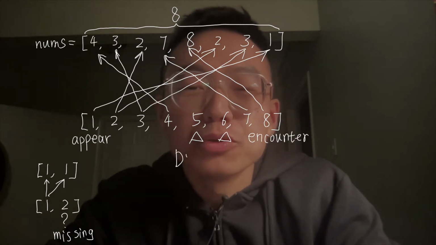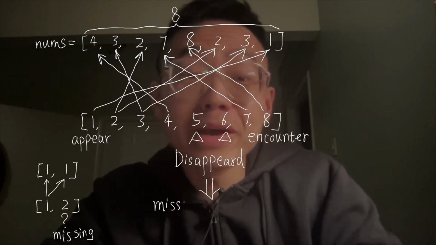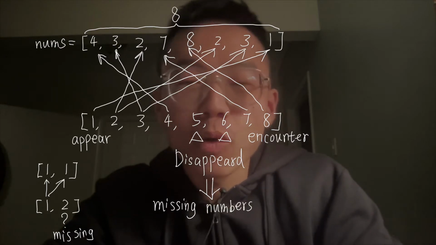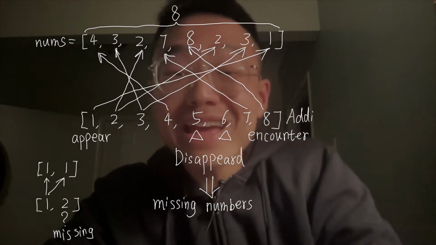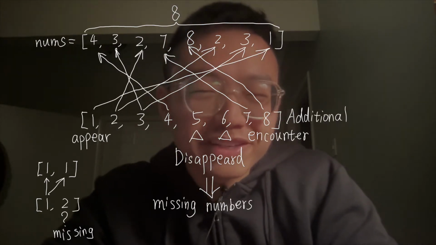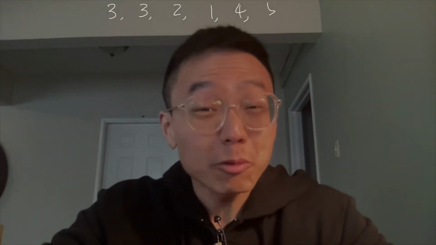All we have to do is keep track of which numbers we encountered in this array, and then iterate from 1 to n and check which numbers didn't appear in this hash map. Those numbers that didn't appear would be our missing numbers. So based on this idea, let's look at a more formal algorithm.